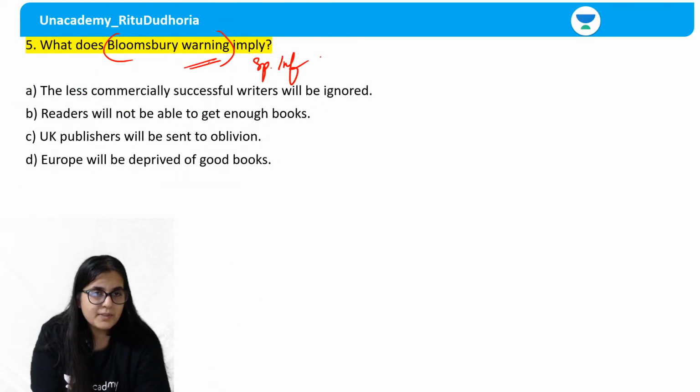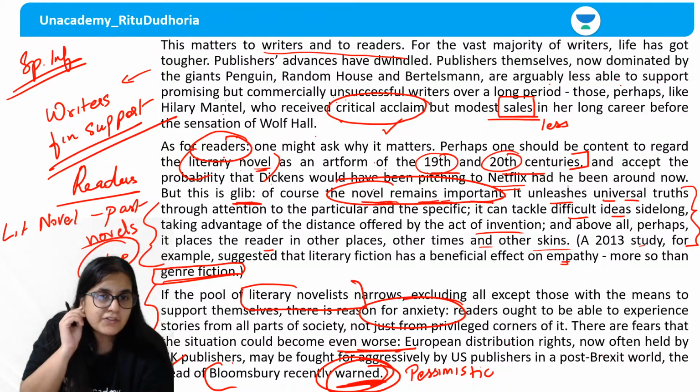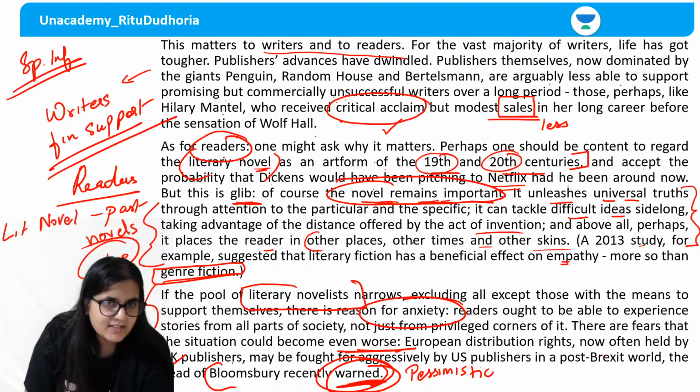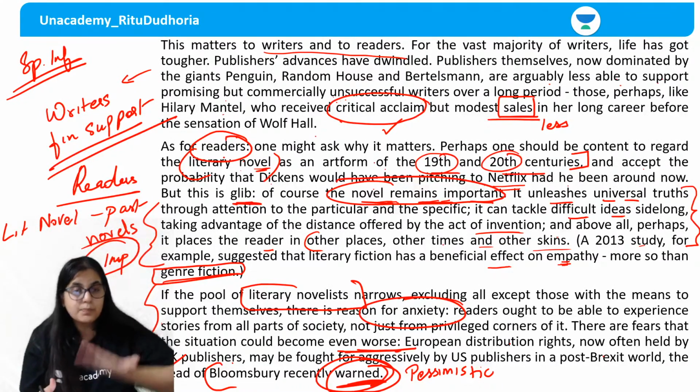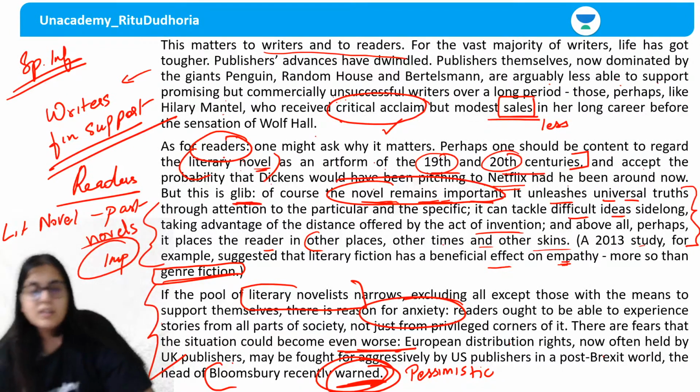What does the Bloomsbury warning imply? Warning दिया है. The less commercially successful writers will be ignored. Readers will not be able to get enough books. UK publishers will be sent into oblivion. Oblivion matlab? Yes, Regin. Most of the questions would be connected. Obscurity, unknown. Refined, अच्छा, risky, I'll come to. अच्छा, guys, risky का point देखो, refined कैसे आया है? It places the readers in other places, other times, other skins. It has a beneficial effect on empathy. So refine means it improves the reader. Does it improve the reader? Yes, it does improve the reader.